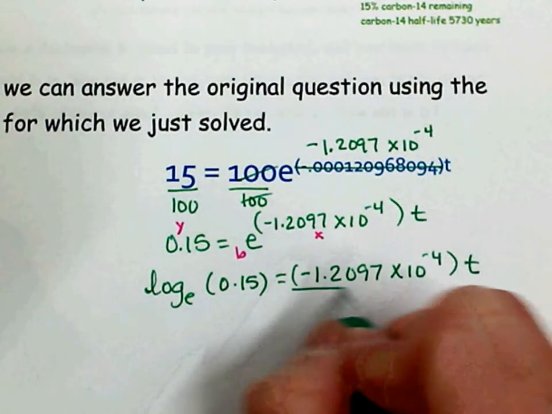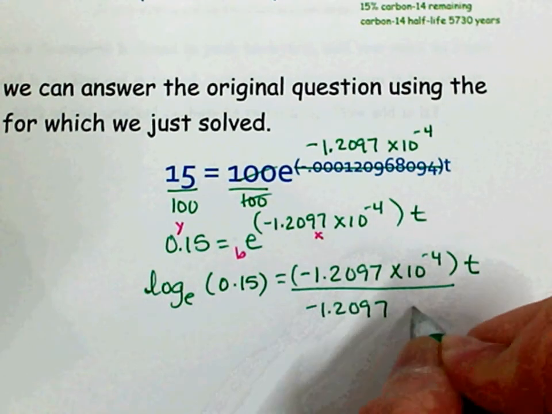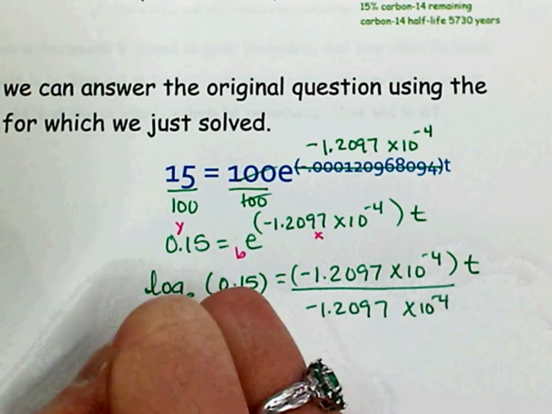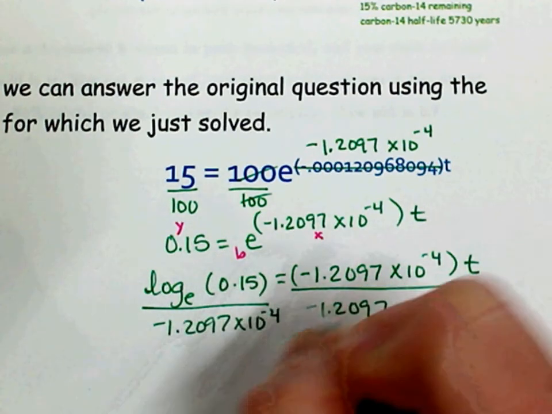You divide by 1.2097 times 10 to the negative 4. And what you do to one side, you do to the other side. That cancels, and there you have t.